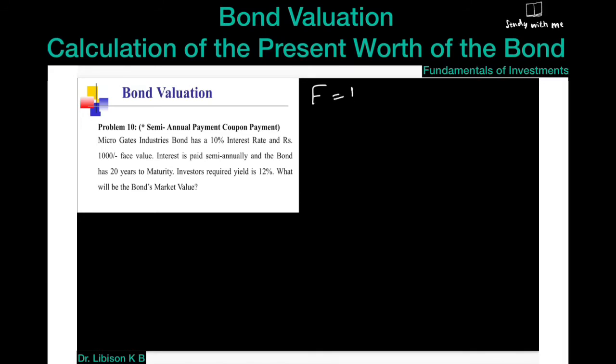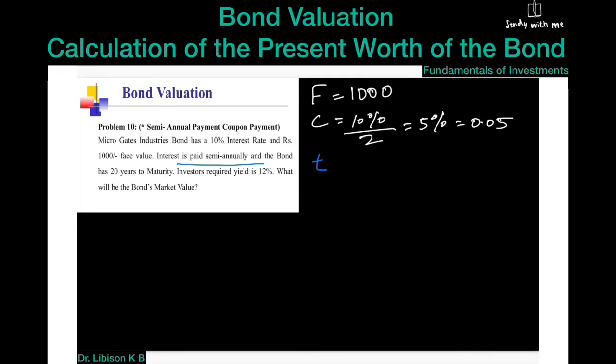Microgates Industries bond has 10% interest rate and ₹1,000 face value. Interest is paid semi-annually and the bond has 20 years to maturity. Investors required yield is 12%. What will be the bond's market value? So face value, you don't do anything. Coupon rate, since it is semi-annual, you divide by 2. So coupon rate becomes 5%, 0.05.